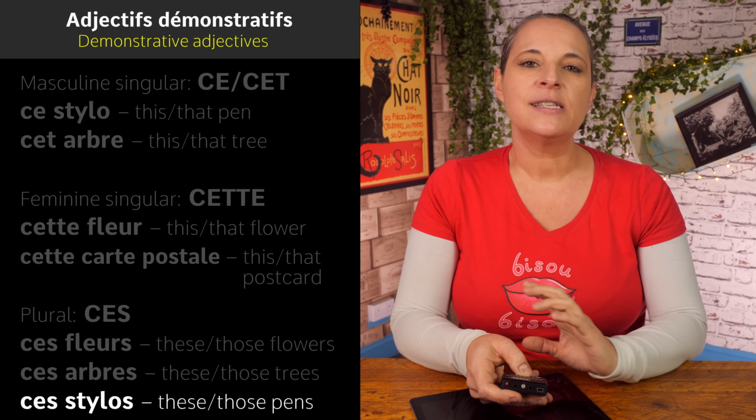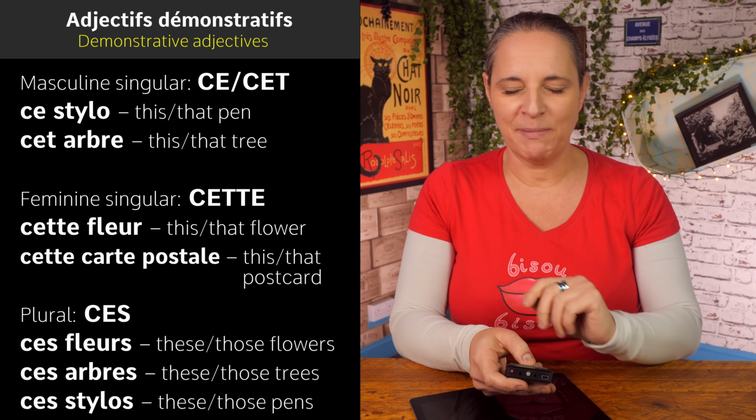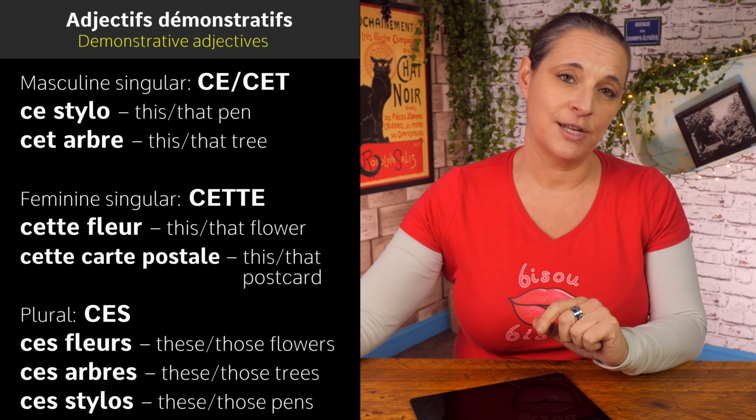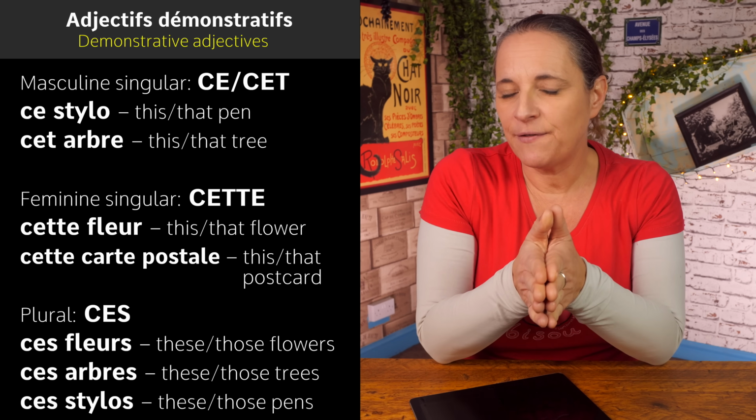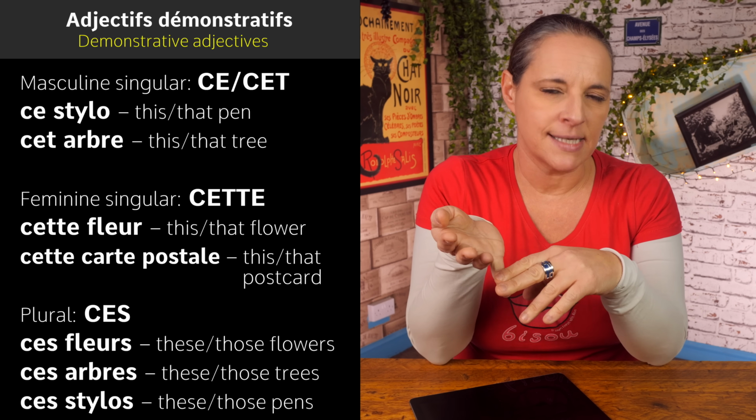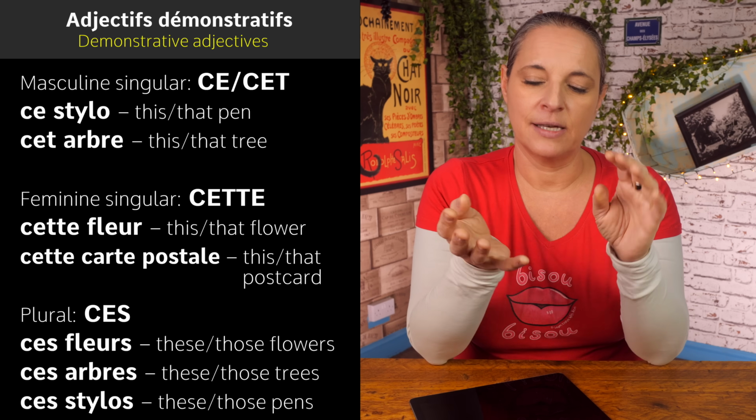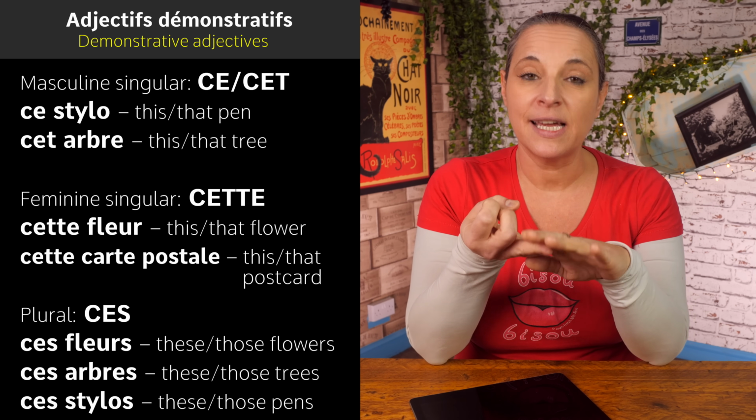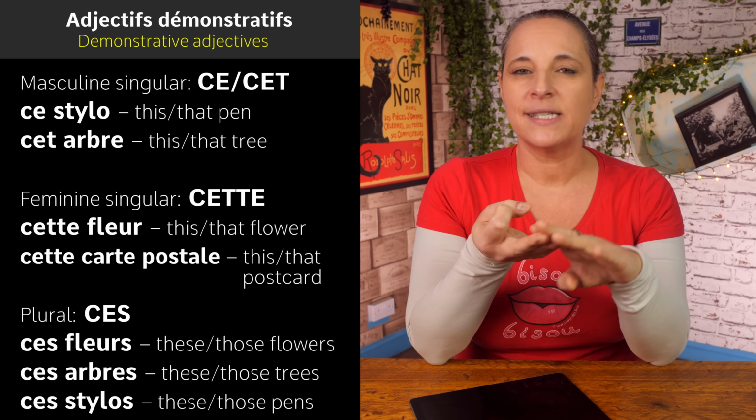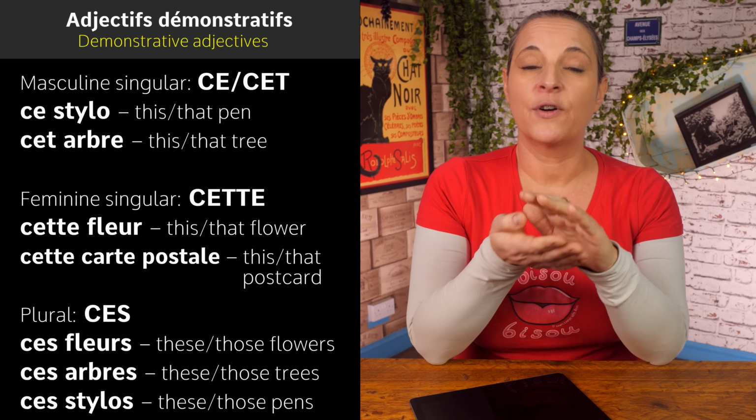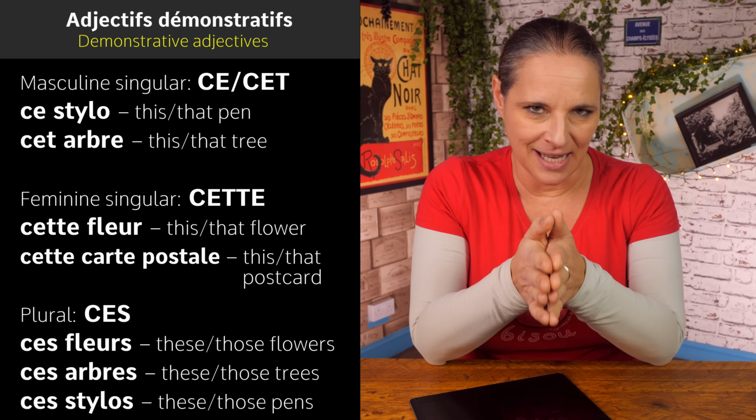Okay, so this is just a quick reminder that in French we have 3 different ways, or 4 if you count CET, of saying this, that, or these. So we have ce, we have cet, C-E-T, we have cette, C-E-T-T-E, and we've got ces, C-E-S, okay?